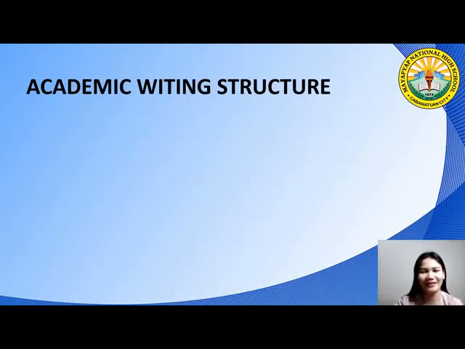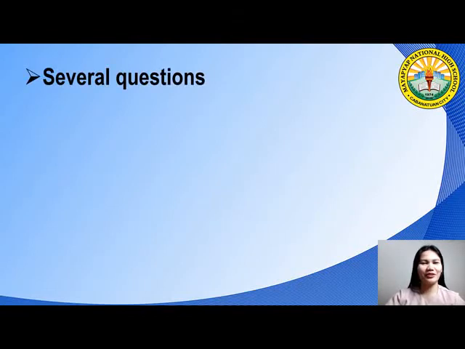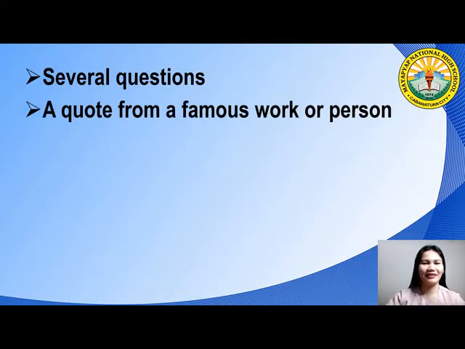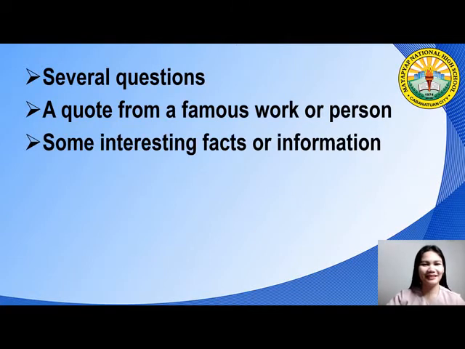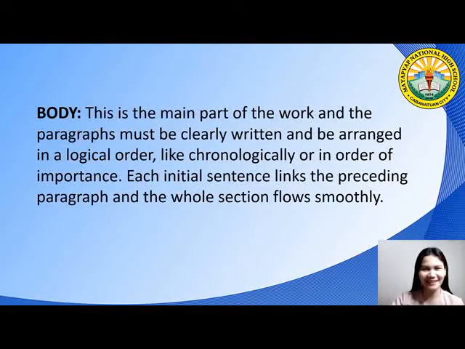Having learned the characteristics of academic writing, it is also significant that you be reminded of the academic writing structure. Introduction. In the introduction, you must grab the reader's attention and identify the thesis of the paper. You can do this by starting with several questions, a quote from a famous work or person, some interesting facts or information, and a definition of an important term related to the work. Next is body.